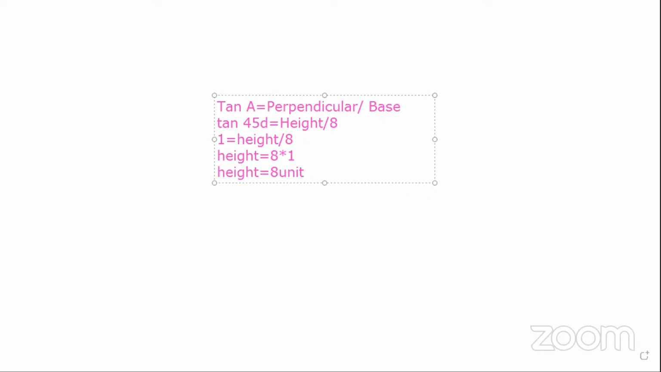So this is nothing but sine, perpendicular by hypotenuse. So what can we do here? Sine 60 degrees is nothing but perpendicular by hypotenuse.